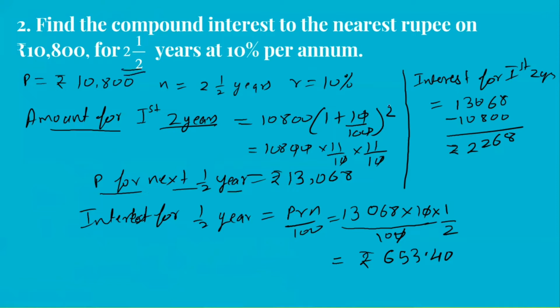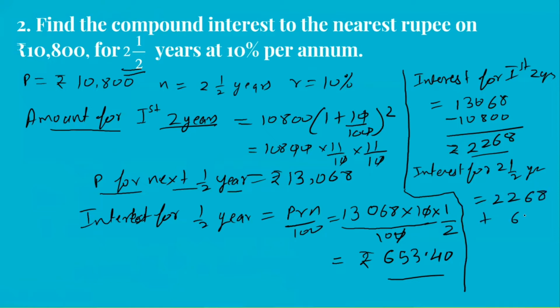We have to find the interest for 2.5 years. So we add this interest and this interest. Interest for 2.5 years is equal to, I'm sorry, bear with the handwriting, 2,268 plus 653 rupees and 40 paise. Add this: 40 paise, 8 plus 3 is 11, carry 1, 6 plus 1, 7 plus 5, 12, carry 1, 2 plus 1, 3 plus 6, 9. So you get rupees 2,921 and 40 paise.